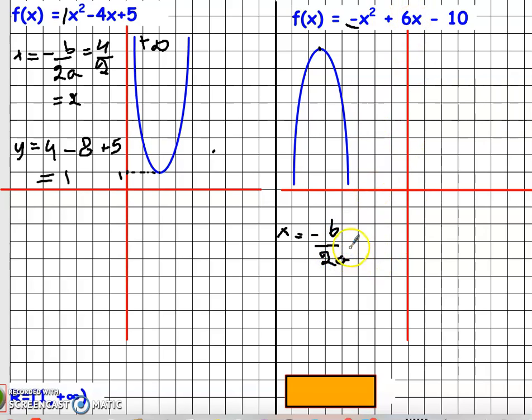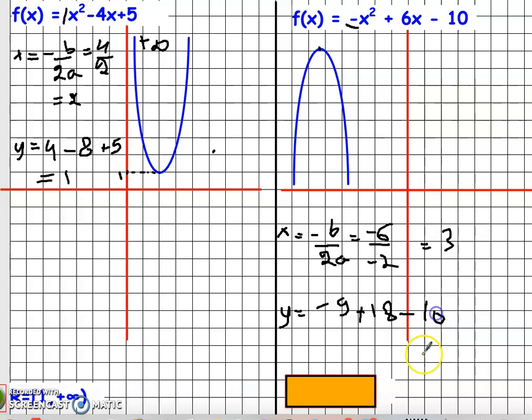b equal to plus 6, so minus 6. And a equal to minus 1, so 2 times minus 1 equal to minus 2. Minus 6 over minus 2 equal to 3. To find y, plug 3 in the equation. So y equal to minus 3 squared equal to minus 9. Plus 6 times 3 equal to plus 18.